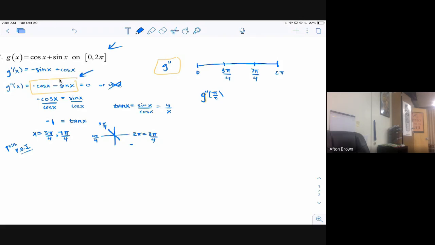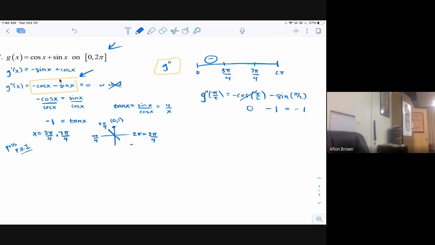So I'm going to evaluate g double prime at π/2. G double prime, remember, is this. This gives me negative cosine at π/2 minus sine at π/2. I think of this graphically, so I think of the cosine wave. What is cosine at π/2? 0. Or you could do the point π/2 is right here, and the point is (0, 1). Cosine goes with x, sine goes with y. So cosine is 0, sine is 1, so we're minusing 1. So we get -1. So that interval is negative.